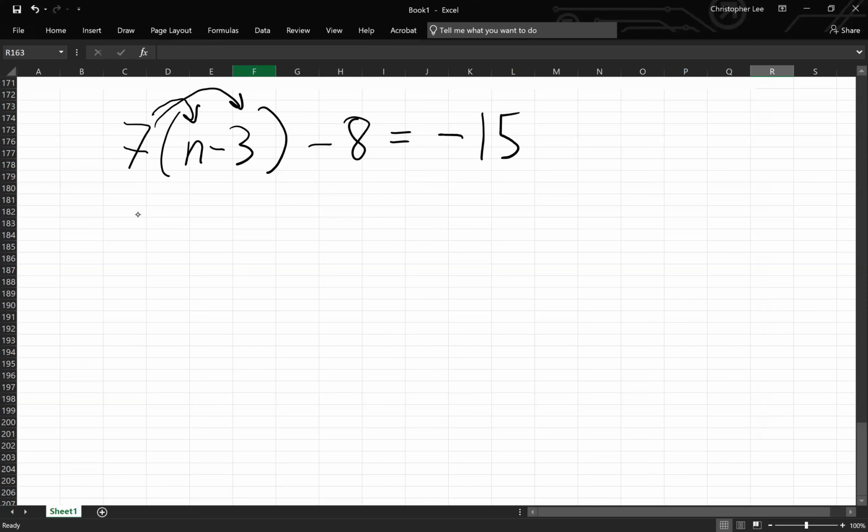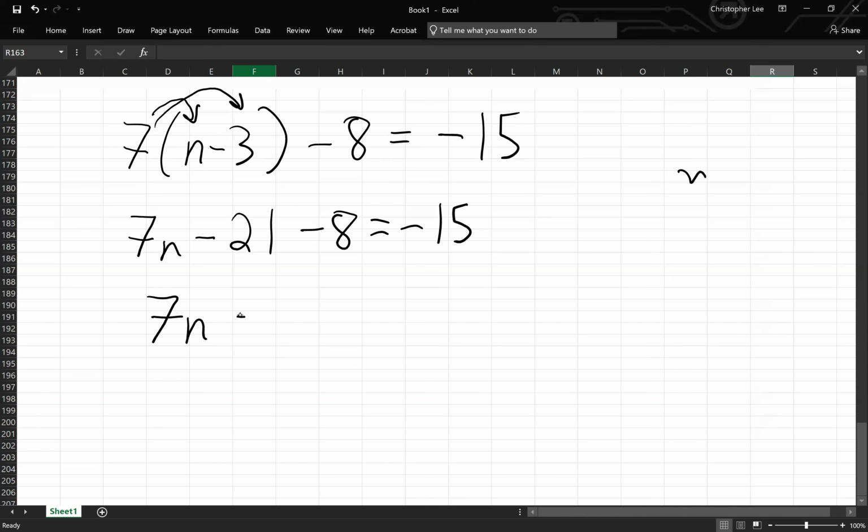So this is going to become 7 times n, which is 7n, minus 7 times 3, which is 21, minus 8 equals negative 15. Oh, crap. This is the hard part right here. Got to combine like terms, right? Which two terms are alike? Good. So what is negative 21 minus 8? Very good. All right, so this is 7n minus 29 is equal to negative 15.